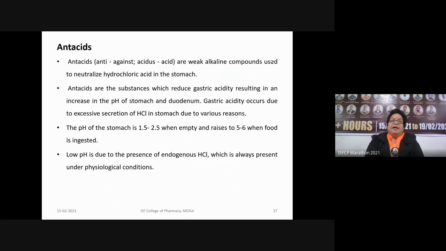Antacids are the substances which reduce gastric acidity, resulting in an increase in the pH of the stomach and duodenum. Ultimately, excess of acid means pH is less. If we negate or neutralize the effect of acid, what will happen? Ultimately, the pH will rise. So it will lead to an increase in pH of the stomach and duodenum. Gastric acidity occurs due to excessive secretion of hydrochloric acid in the stomach due to various reasons.